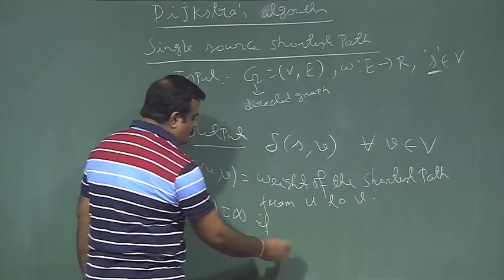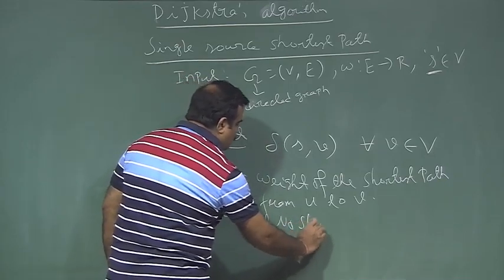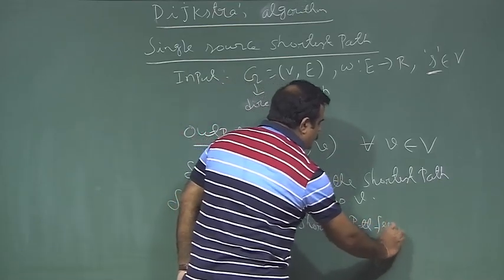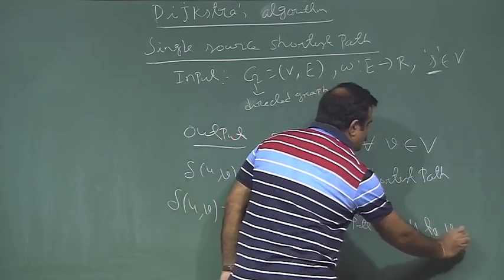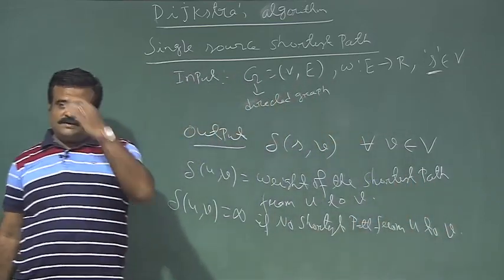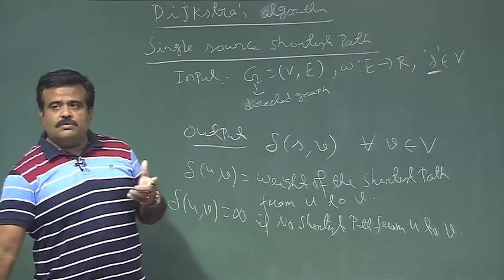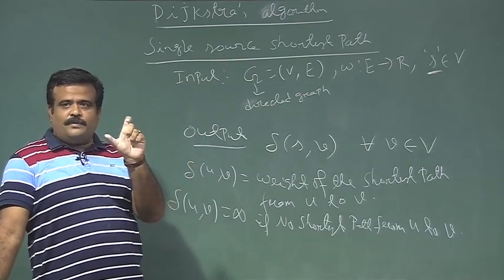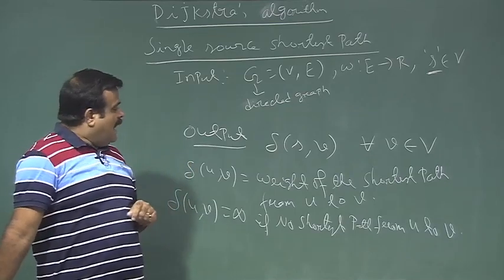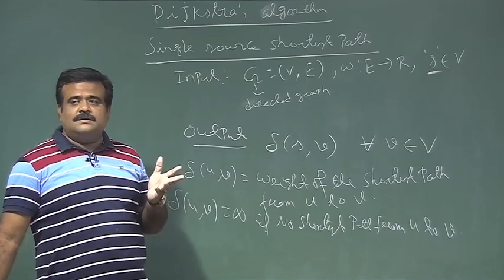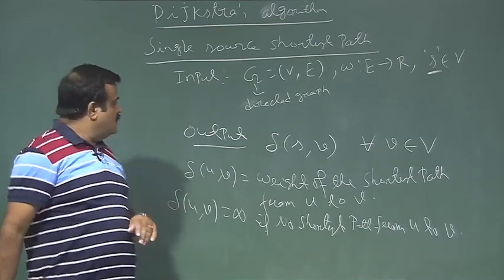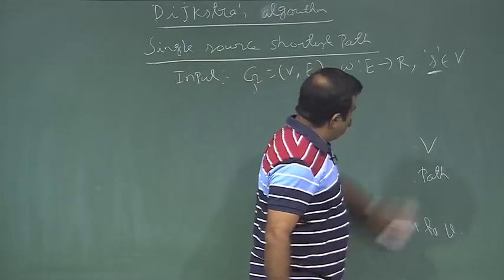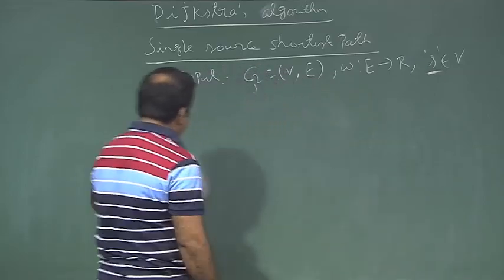If there is no shortest path from U to V. Okay, and in the last class we have seen what are the conditions. There will be no shortest path from U to V if there is no physical path from U to V. That is one option, and another option is, although there is a physical path, if there is a negative cycle. So if there is a negative cycle in the path from U to V, then there will be no shortest path.